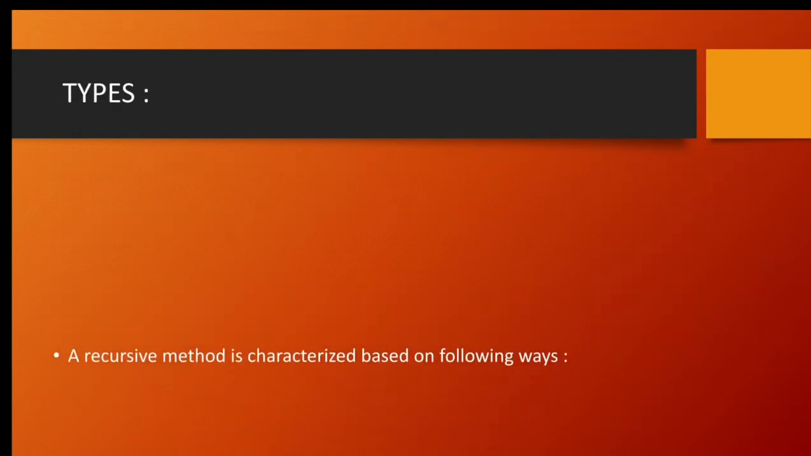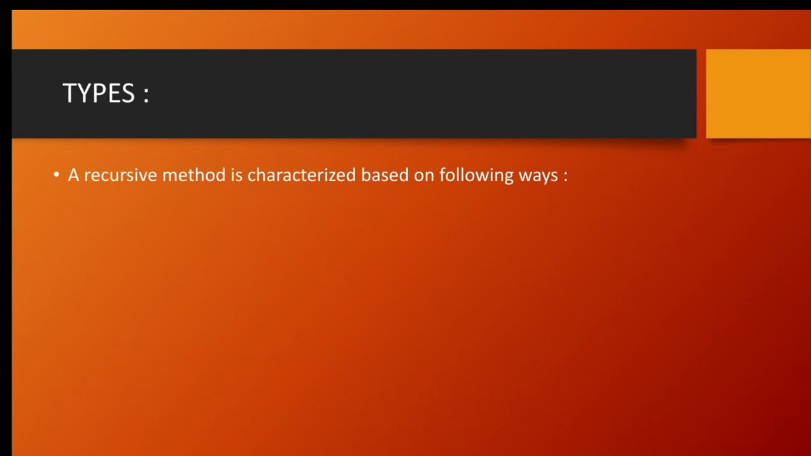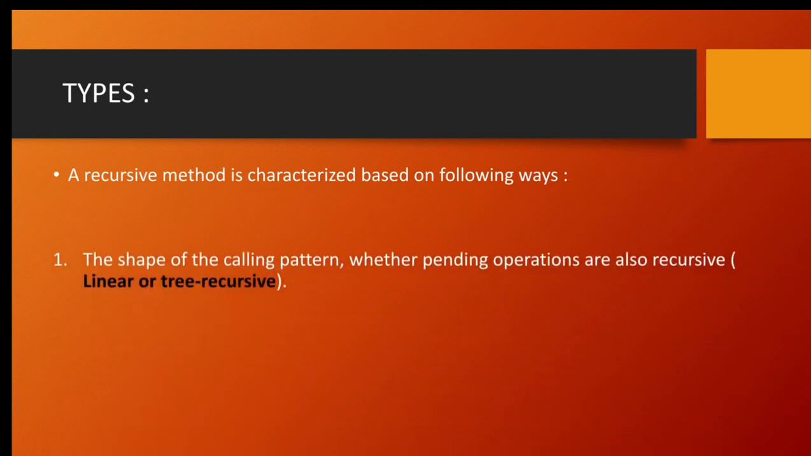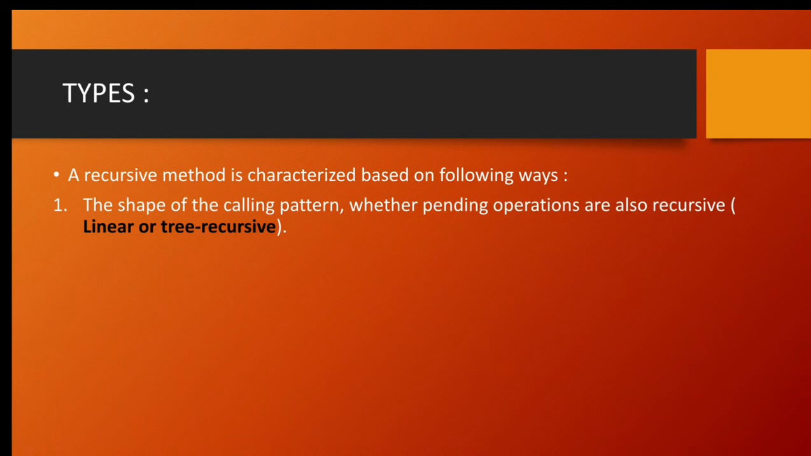I told you earlier also about types, but it is categorized according to the way they are dealing with. Sometimes we are dealing with shape, then it is said to be linear or tree.